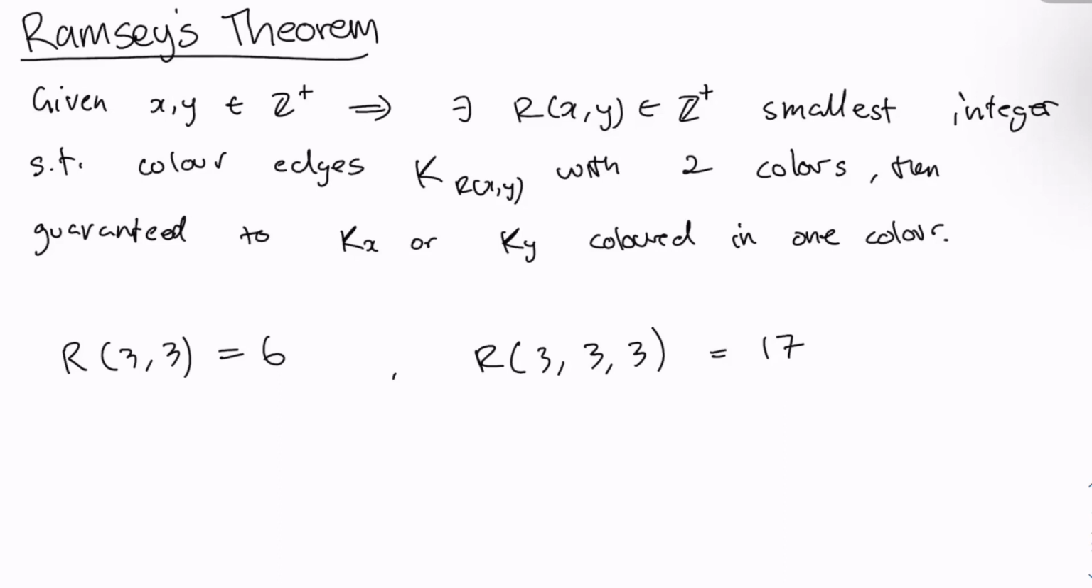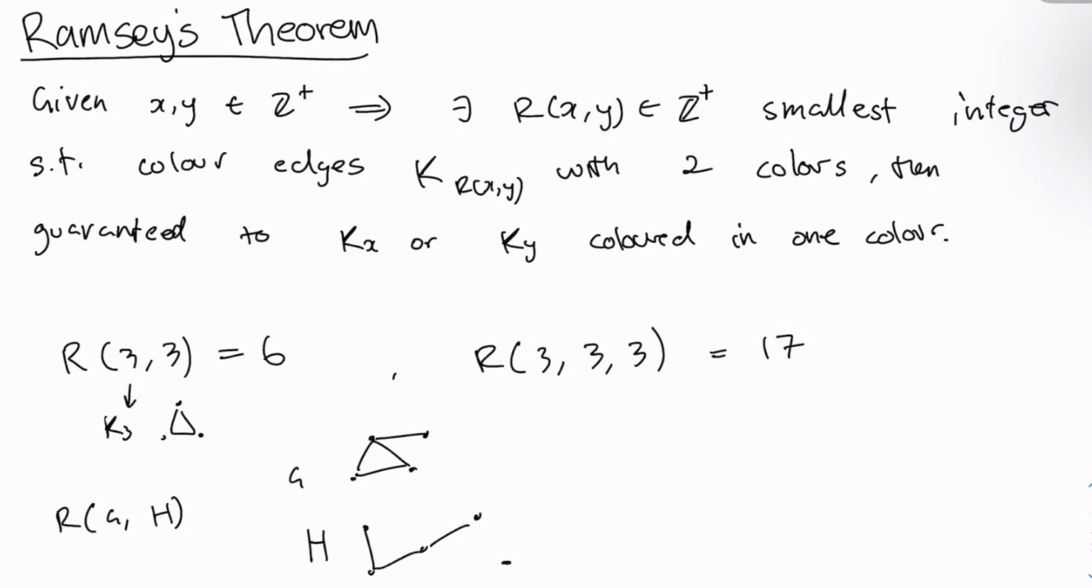Now, not only can you generalize by adding more colors, but instead of having these numbers in here, so here in these examples, the 3 actually represents K3, the complete graph on 3 vertices, which is just the 3 cycle. Instead of this, you can actually ask the question, what is R(G,H), where G and H are any simple connected graph that's connected up however you want.